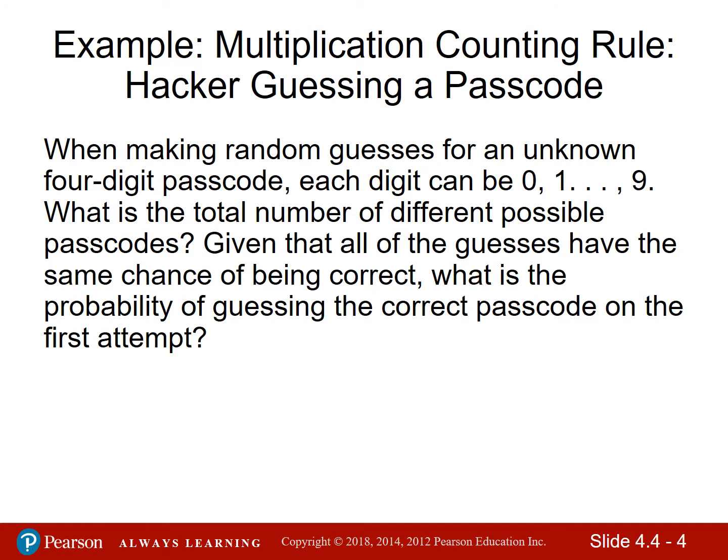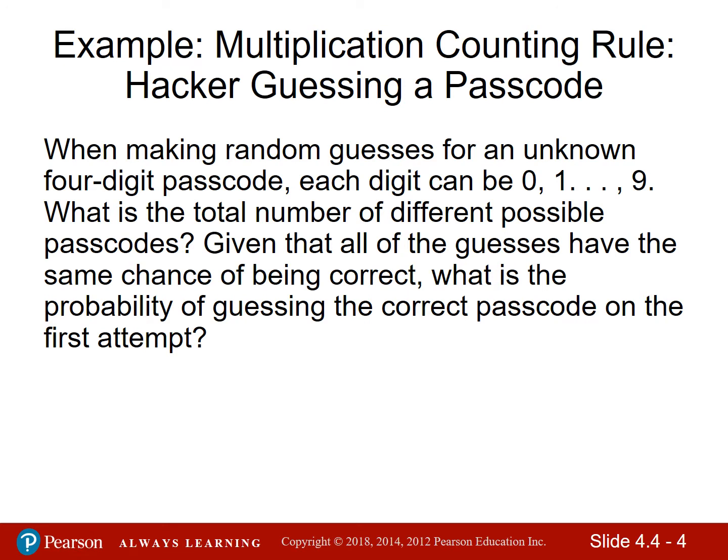So we are making a 4-digit passcode, and each digit can be 0 or 1 or 2 or 3 and so on, up to 9. Right. So what is the total number of different possible passcodes? How many different possible passcodes can we make? For instance, one passcode can be 1, 2, 3, 4. That's one option. Another one can be 2, 1, 3, 4. Another one can be 0, 1, 2, 3, and so on.